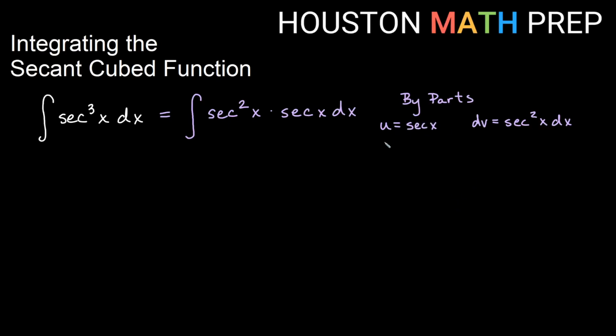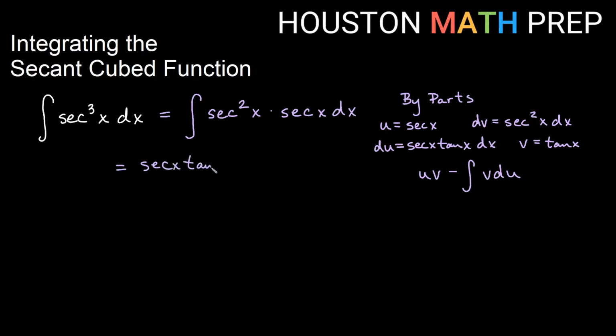If we set it up this way, that's going to give us that du is then secant x tan x dx. And again, if dv is secant squared x dx, then v is just tangent of x. Now remember, we'll use integration by parts as uv minus the integral of v du. So using that, u times v is secant x tan x minus the integral of v du.